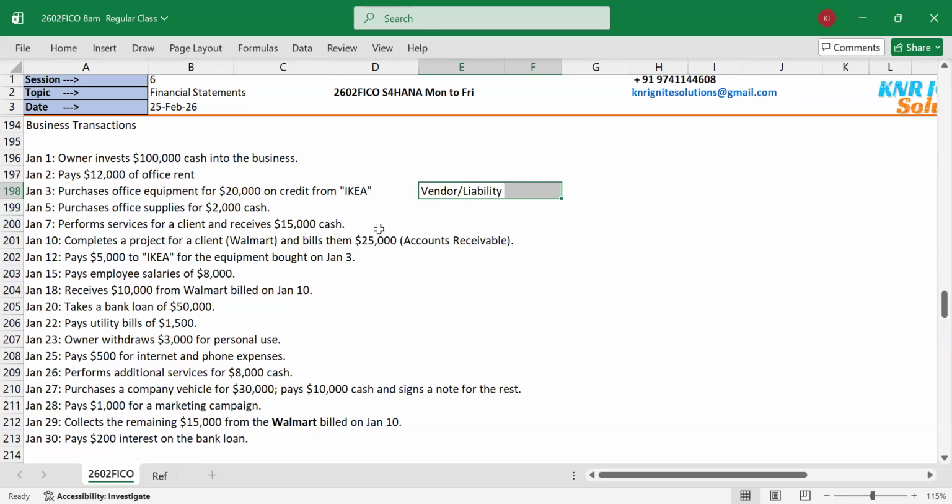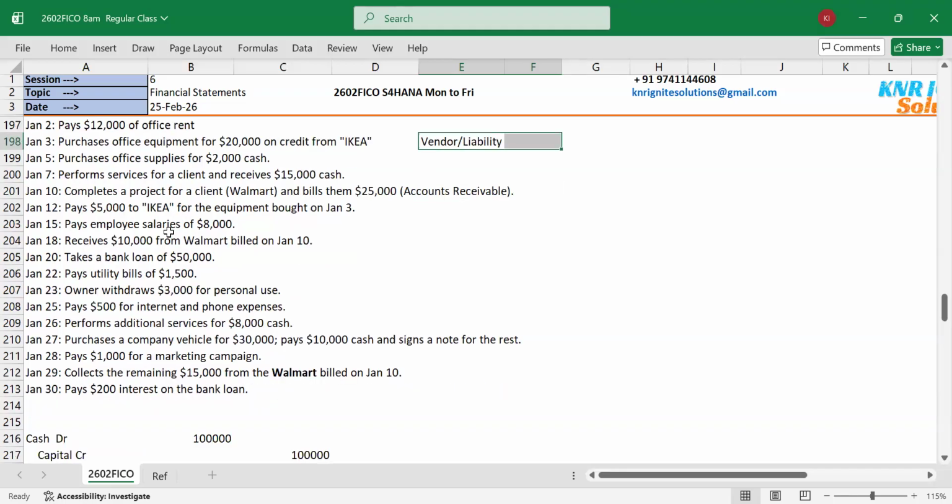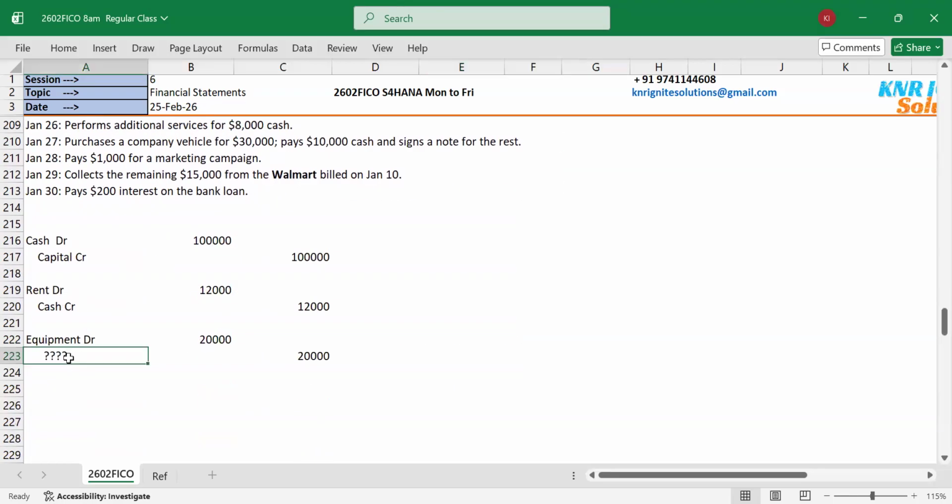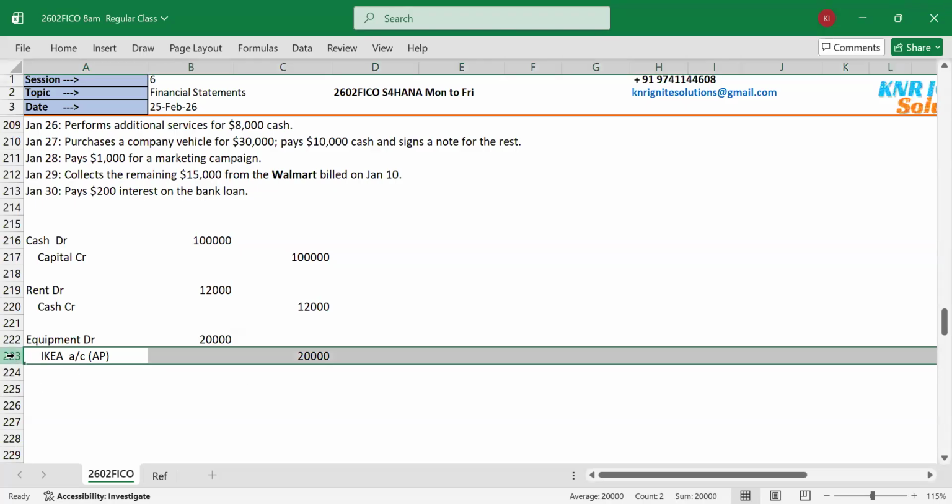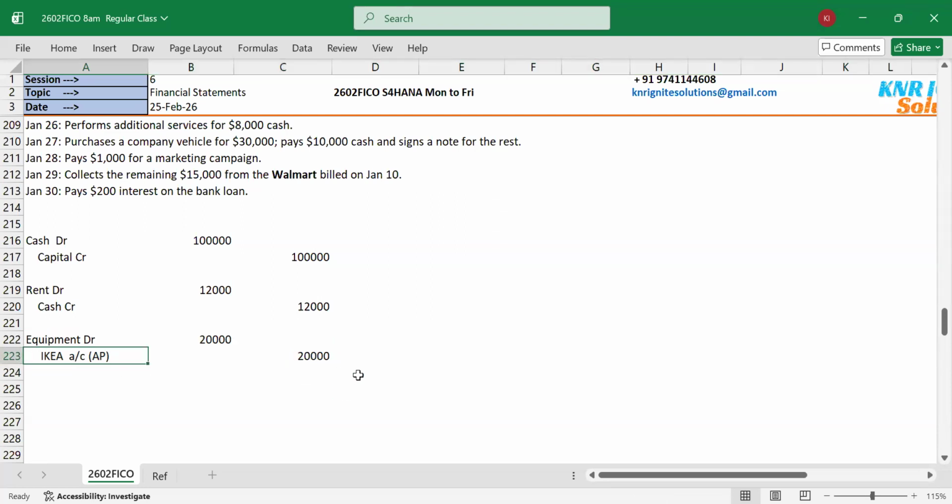Okay. Now IKEA is agreed, whenever I wanted to start, right? Now here I would say IKEA. Is everybody able to understand why I'm putting the IKEA account here? I would say accounts payable. In short, in case you don't want to show the IKEA name, you can put it as accounts payable also. This is the liability that I'm creating. This is called an open item. This 20,000 is an open item.